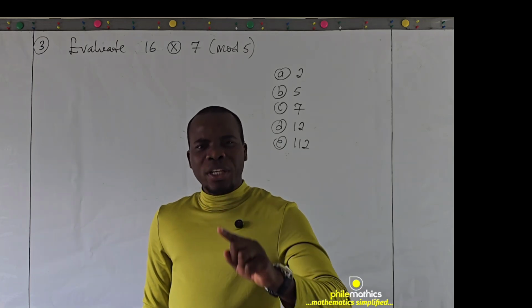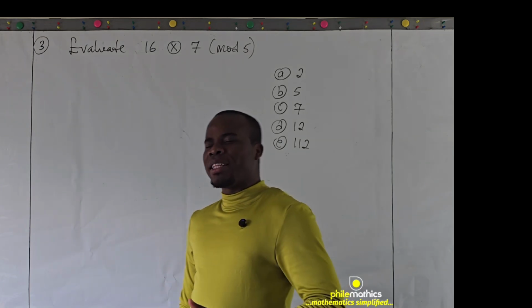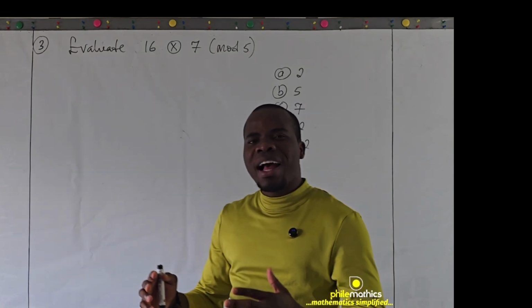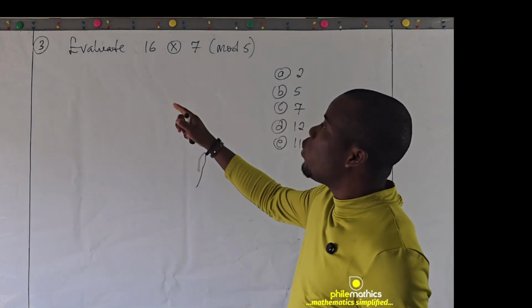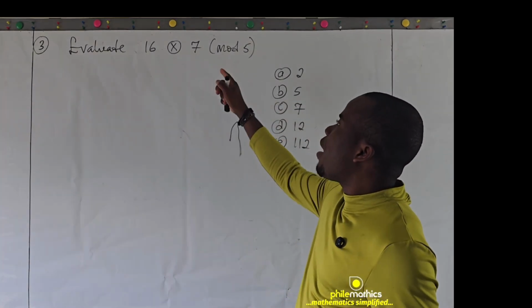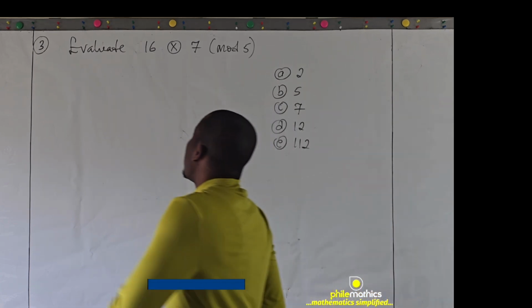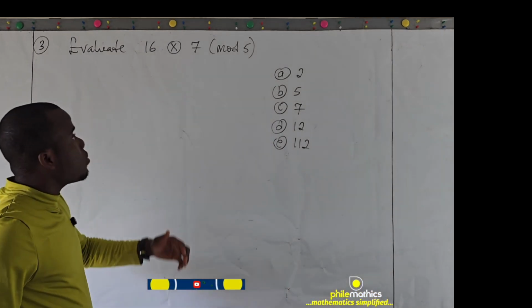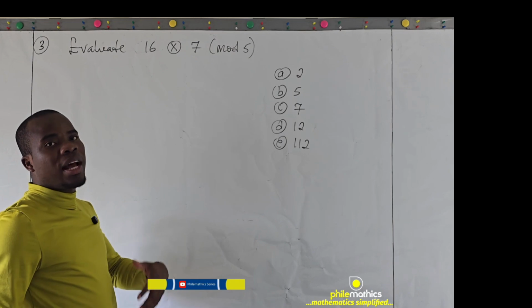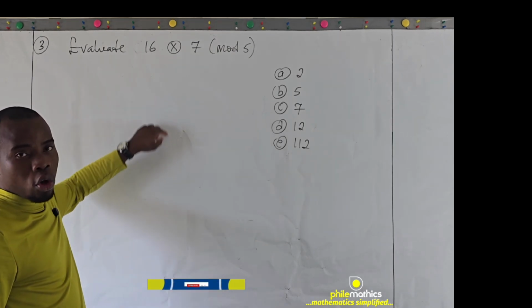Here is the third question of 2025 NECO Maths, and it's on modular arithmetic. It says evaluate 16 times 7 in modulo 5. So there are two ways we can approach this, because you remember modular arithmetic is just like the wall clock.